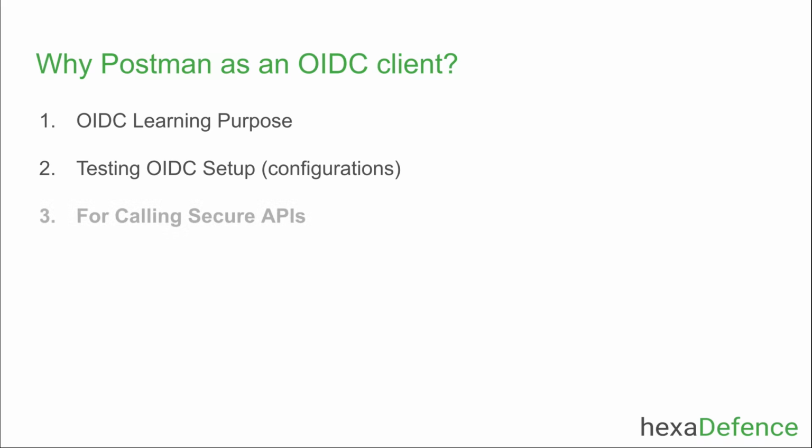configuration. The third and the main reason is for calling secure APIs from Postman. In order to call secure API endpoints, most of the time you need to have a valid access token. For generating a valid access token via OpenID Connect, you can use Postman. Well, let's get our hands dirty by doing an example.